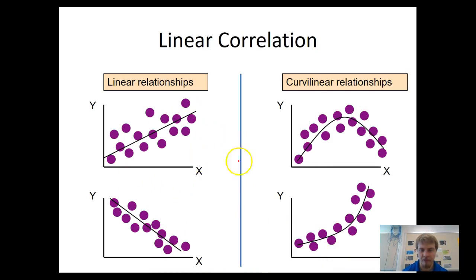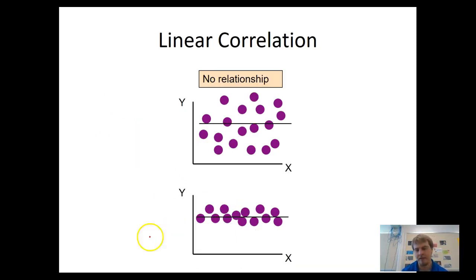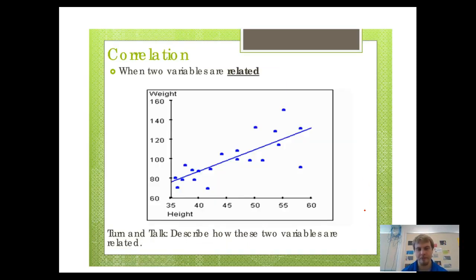These are obviously linear relationships, and sometimes they're going to curve. If they curve, we don't really worry about this or use this. Strong relationships are close. Weak relationships are more spread out. And you can talk about moderately weak if you're not sure how close it is to the line or how strong it is. And obviously no relationships are sideways.